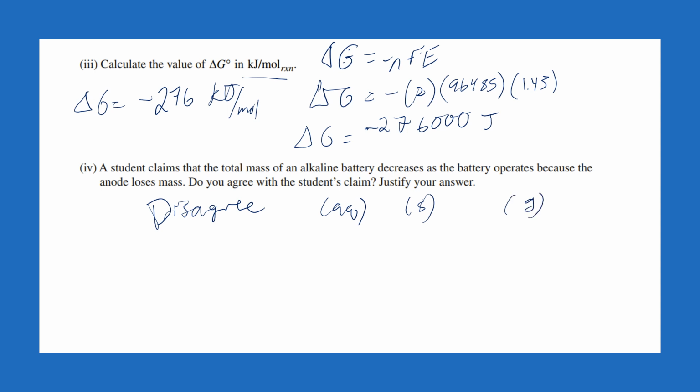Sometimes when you have reactions like this, it produces a gas, and the gas escapes into the environment, so the mass itself decreases. But because it's all contained together and they're all aqueous or solid, there's no overall change in mass. And if there was, it would violate the law of conservation of mass. So you'd say you disagree because all of the reactants and products are aqueous or solids, so they do not leave that contained battery.